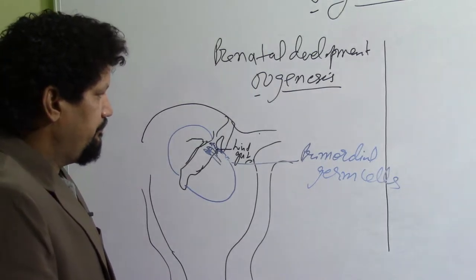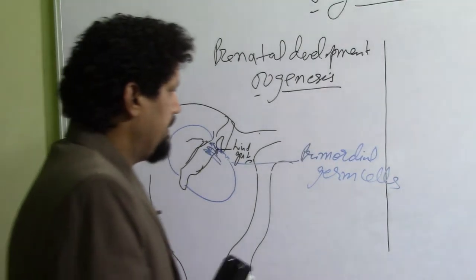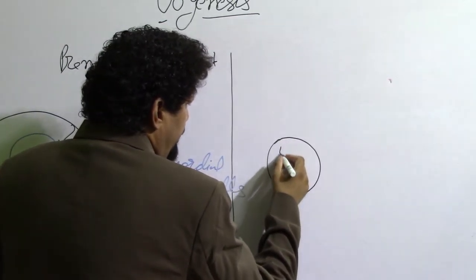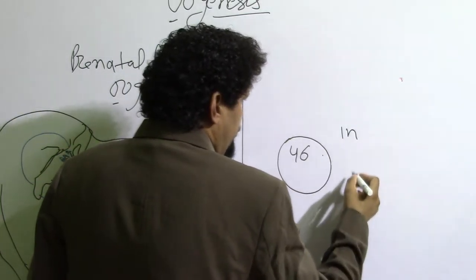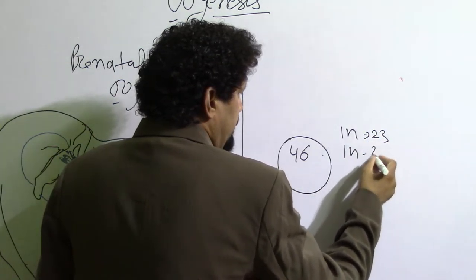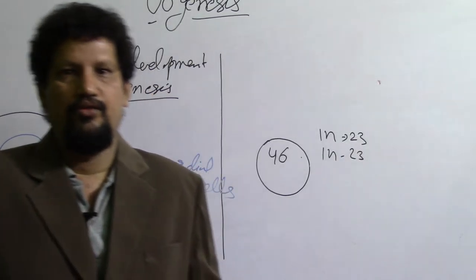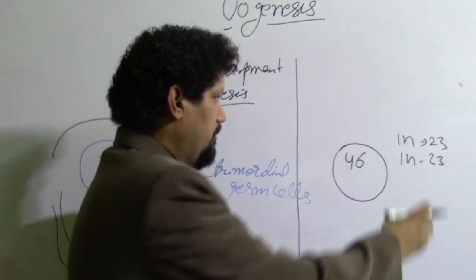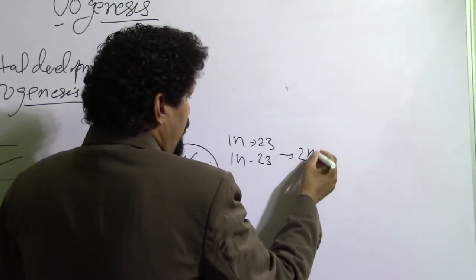These primordial germ cells have genetic material in the form of 46 chromosomes, that is one n from mother, that is 23, and one n from father, that is also 23. So there are 23 pairs of chromosomes in primordial germ cells. I will call these 23 and 23 as two small n.